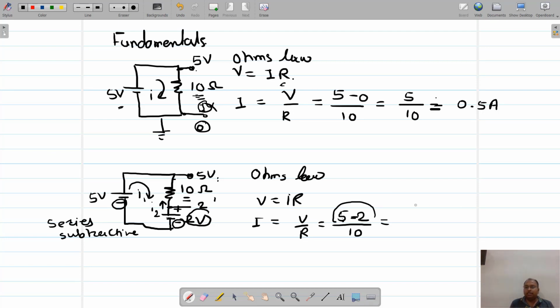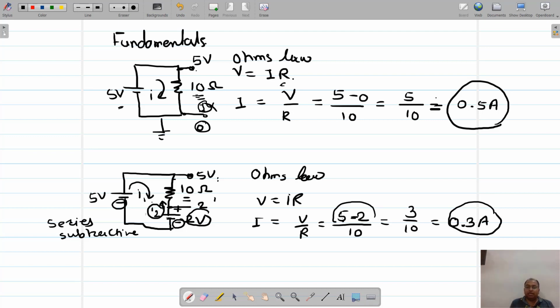Okay, so because of that, 3 divided by 10 is the value of current, that is nothing but 0.3 ampere. So remember that whenever we are connecting two different voltages in a different fashion, the value of current, previously it was 0.5, and now it has reduced to 0.3. It is all because of the opposition provided by this 2 volt source, that is nothing but I2. Because of that, this value of current has been reduced from 0.5 to 0.3.